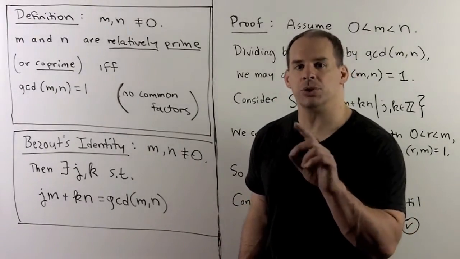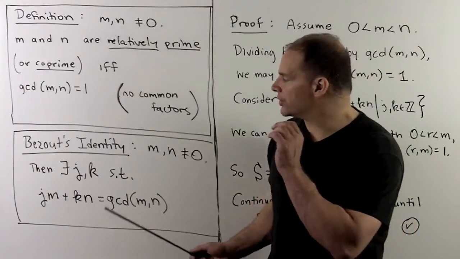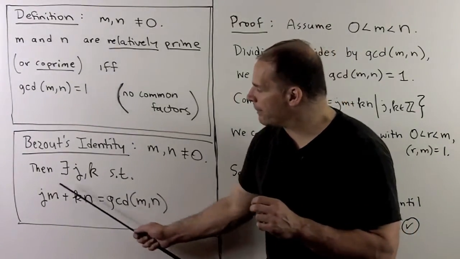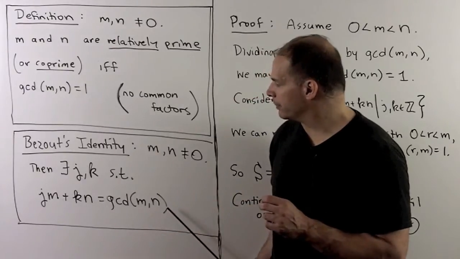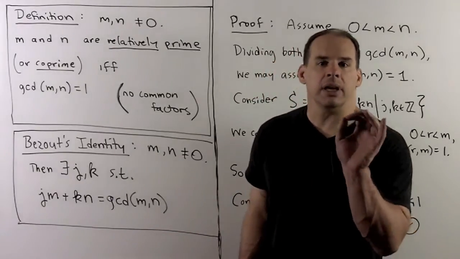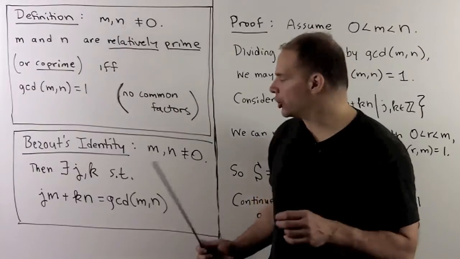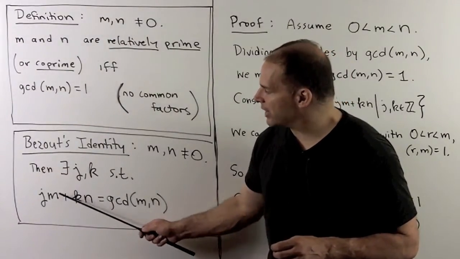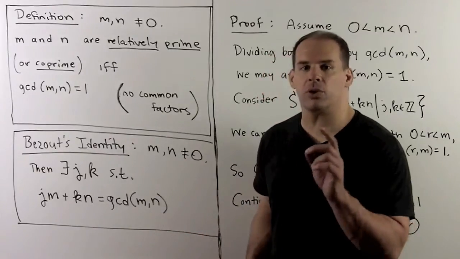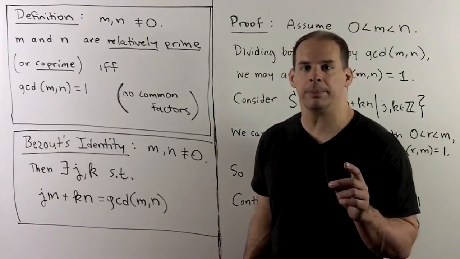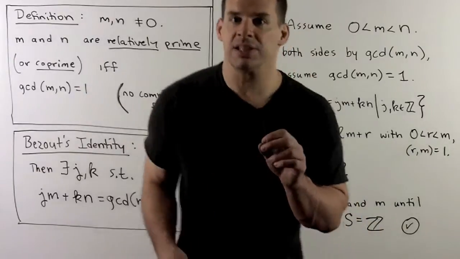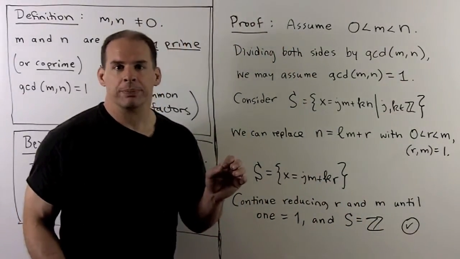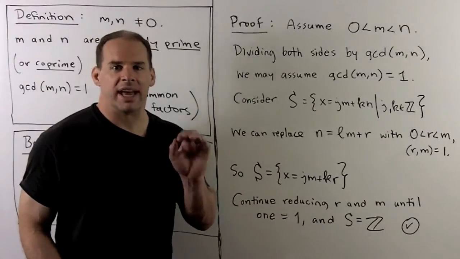Next, we have Bezout's identity. This is going to give us a way to relate the greatest common divisor of m and n to m and n in a single equation. So if m and n are non-zero integers, then there exist integers j and k such that j times m plus k times n is equal to the greatest common divisor of m and n. To see this, first we can assume that m and n are positive integers, and we'll have that m is strictly less than n.